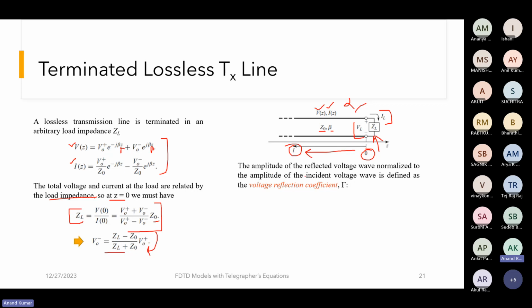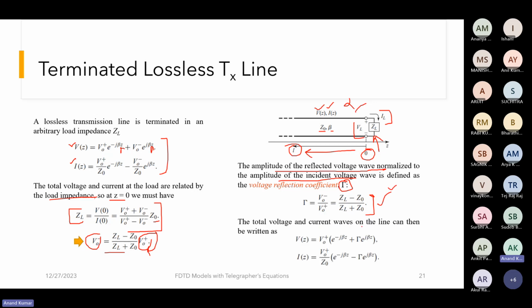This is the definition of the voltage reflection coefficient: the amplitude of the reflected voltage normalized to the amplitude of the incident voltage. This is the incident voltage, this is the reflected voltage, and their ratio is gamma, the voltage reflection coefficient, given by (ZL minus Z0) divided by (ZL plus Z0). This is an important expression. We must remember this. Similarly, the voltage and current on the transmission line can be written using gamma.